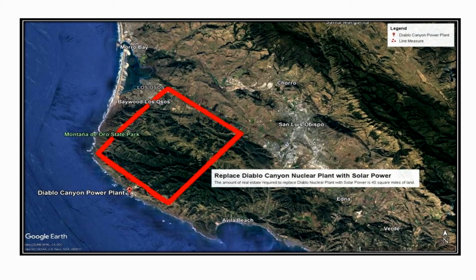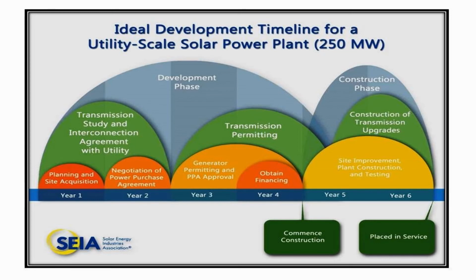This Google map shows very well how much land will be needed to replace the nuclear plant with wind and solar energy. As I mentioned earlier, the U.S. plans to convert to all renewable energy by 2050, which is 28 years from now. This is audacious and unachievable. Take a look at this slide and do the math.